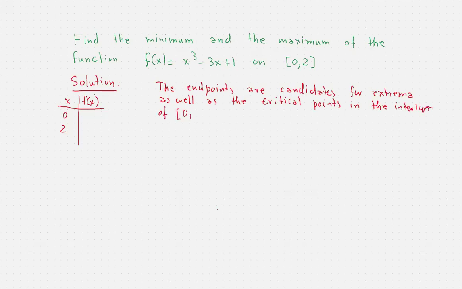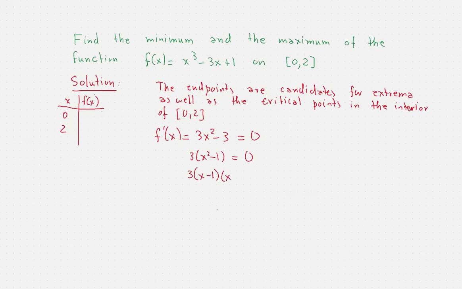Okay, so let's find those critical points. We take f prime of x and set it equal to 0, so that will give us 3x squared minus 3 equals 0, which gives us 3 times x squared minus 1 equals 0. This can be easily factorized as 3 times x minus 1 times x plus 1 equals 0, which means that x is equal to -1 or 1.